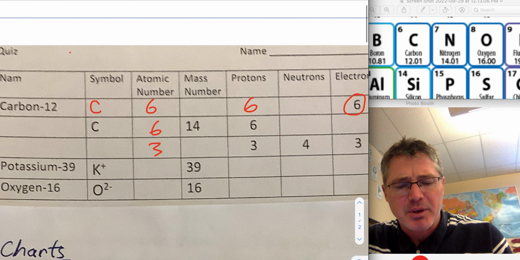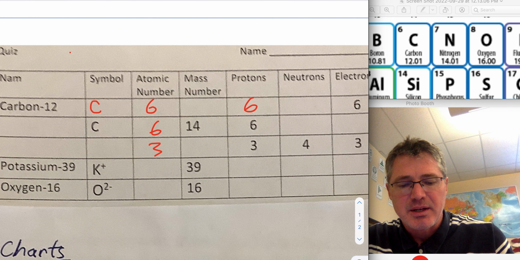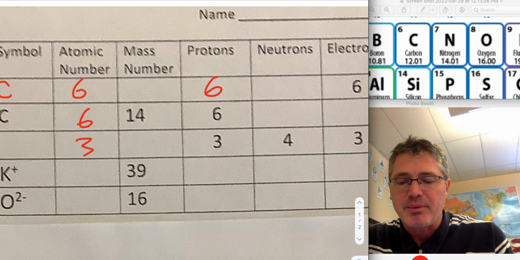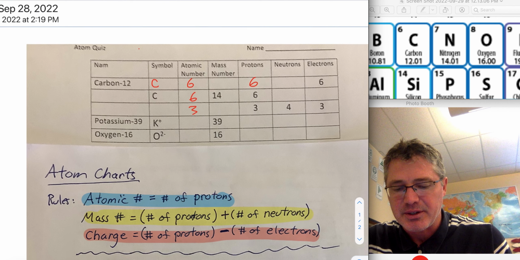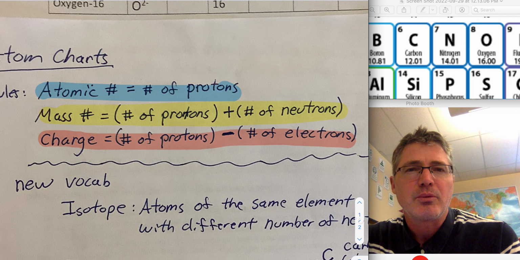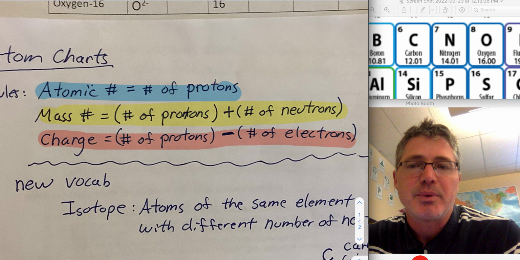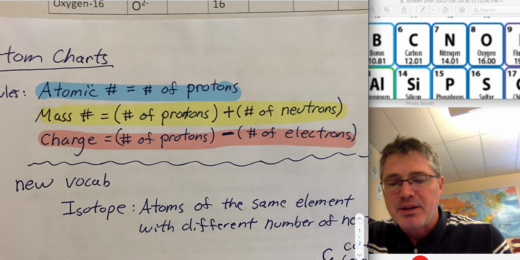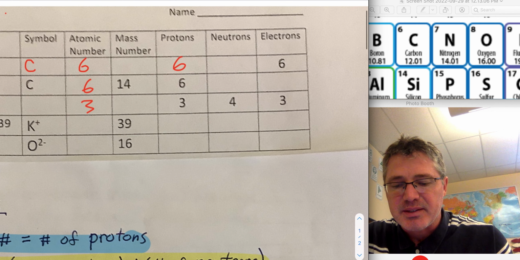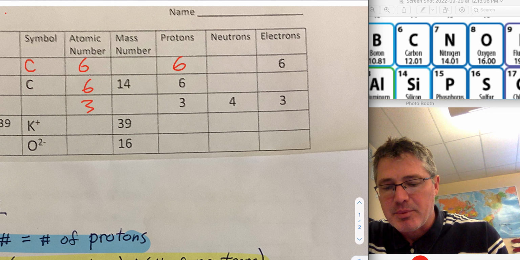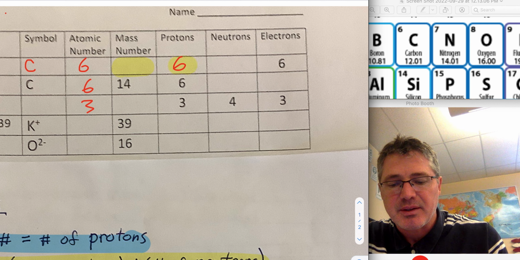Okay, now our next part is to start looking into the number of neutrons. So we have to figure out how many neutrons we have in that carbon. The clue on that one is to go back down to these rules and look at the yellow rule. The yellow rule basically states that the mass number is equal to the number of protons plus the number of neutrons. So we're going to go back up here and say, all right, well, the mass number, and that would be this number right here, is equal to the protons plus the neutrons.